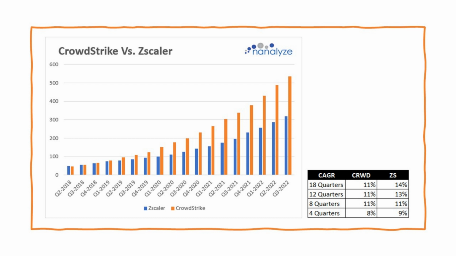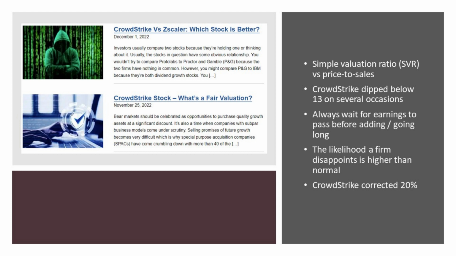So just recently, we had looked at CrowdStrike's valuation. Here you can see this piece, CrowdStrike stock, what's a fair valuation? And that's a good piece to check out, because we analyzed the valuation using what's called a simple valuation ratio. This is kind of like price to sales, except it uses an annualized revenue number from the latest quarter. That means it's more sensitive, right?